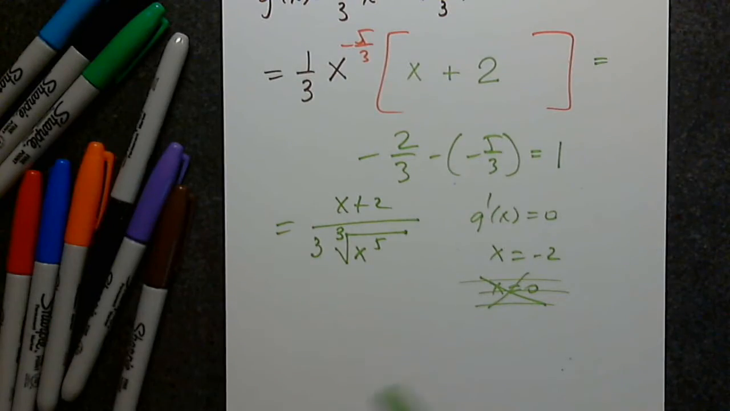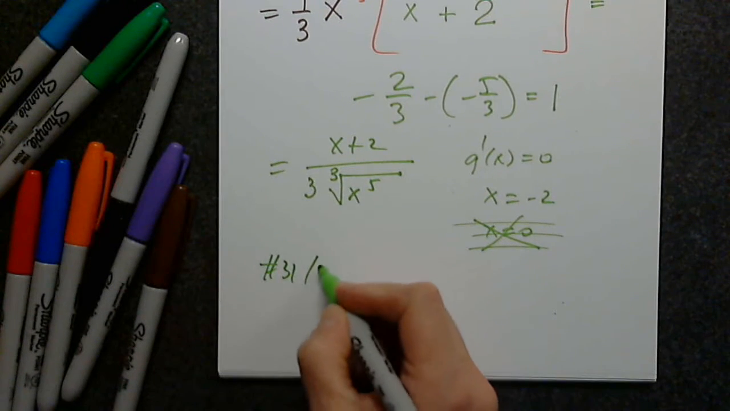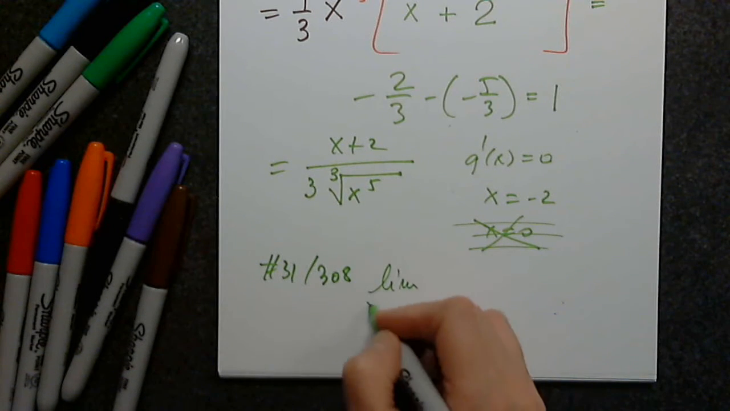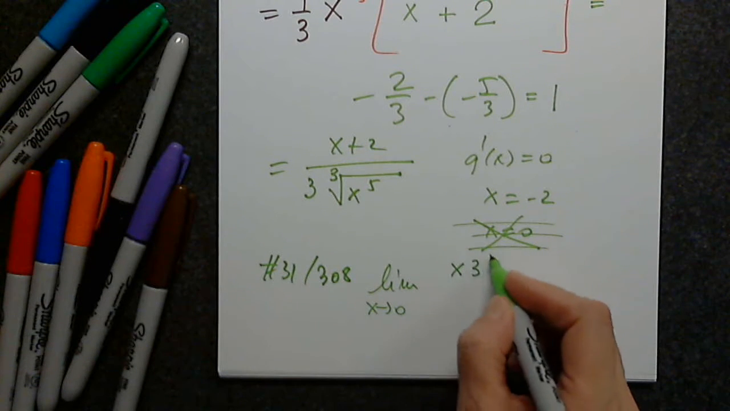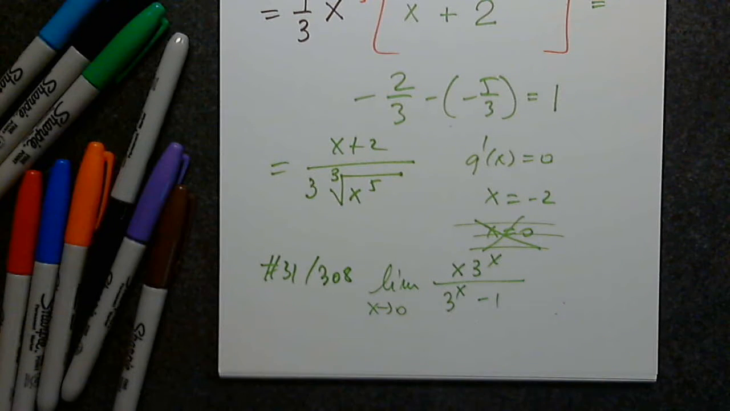Which one? 31? Yes. Very good. So we picked 31. So let's take a look. 31, I'm assuming 308, right? Okay, 31. Excellent. So limit as x approaches 0 of 3 to the x over 3 to the x minus 1. Good pick.